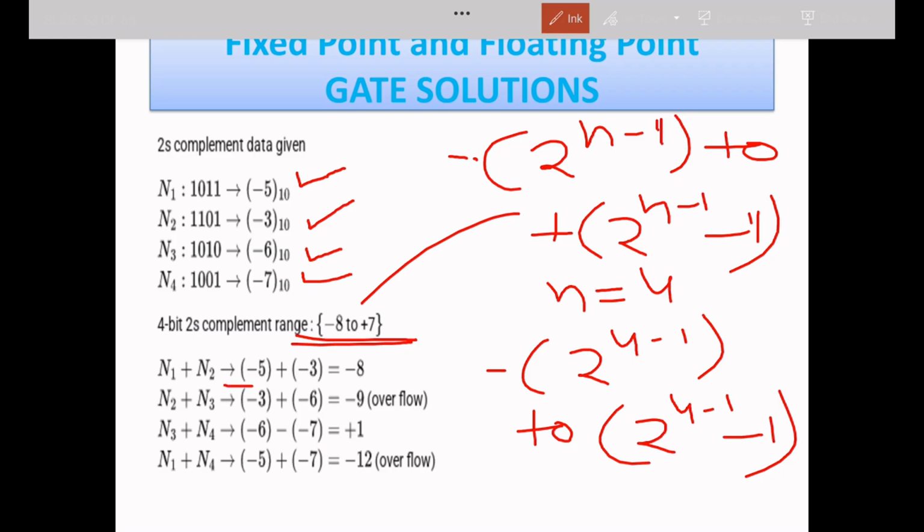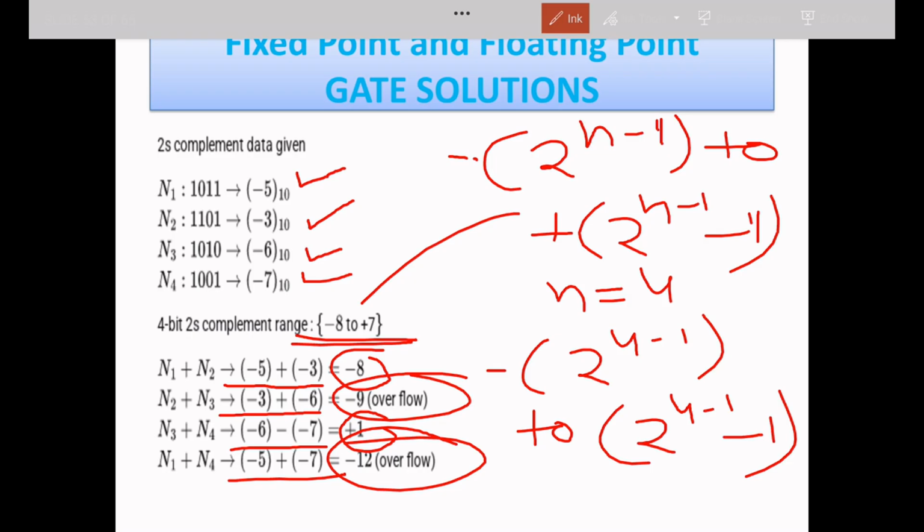If you are adding -5 -3, this is -8. Okay, I am inside the range. -3 -6 is equal to -9. This is overflow. This is the meaning of overflow. This is the best way to find it. Okay, -6 -7, this is +1. I am inside the range. -7 -5 -7 is equal to -12. This is out of range. This is the meaning of overflow.